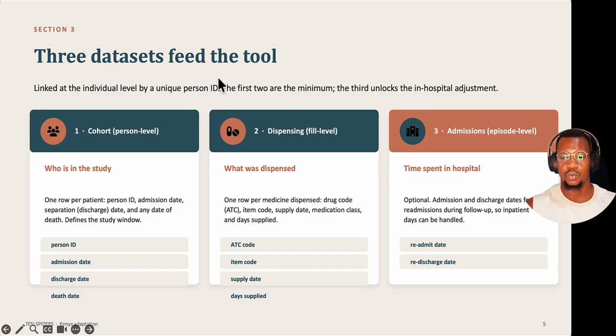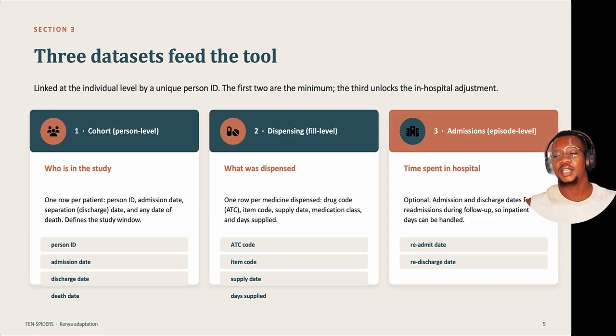First one was at the person level, who is in the study. So we have person ID, or rather the unique ID of the patient, the admission date, the discharge date, and the death date. Then what was dispensed? The ATC code, which is the drug code, the anatomical classification, I'm forgetting. And then the item code, the supply date, and then the days supplied.